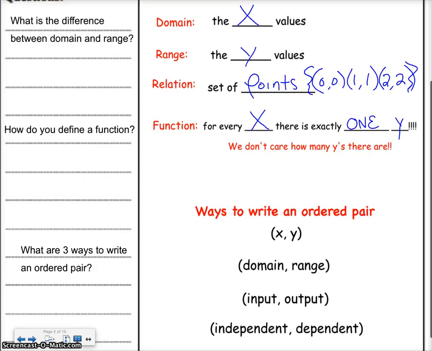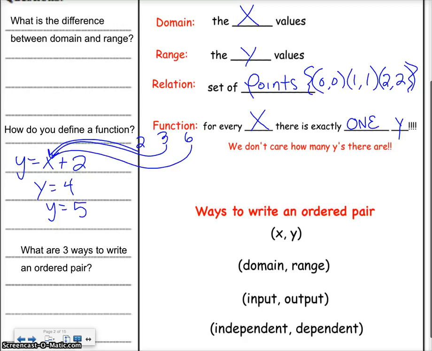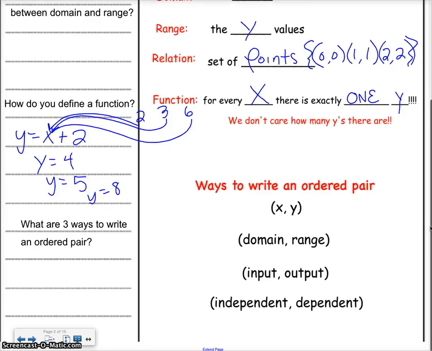Okay, so think about an equation, y equals x plus 2. For every single x, if I put a 2 in, y is going to turn into a 4. It doesn't turn into anything else. It follows that equation. If I put a 3 in, y is going to turn into 5. If I put a 6 in, y is going to turn into 8. It means that no matter what I put into the function rule, the equation, I get exactly one y.